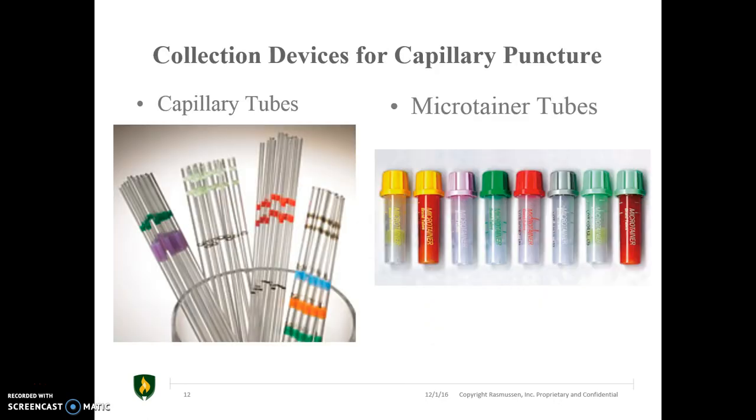There are 2 types of collection devices for capillary punctures. We can use capillary tubes or microtainer tubes. Capillary tubes are designed to pull the blood into the opening of the tube. They can be glass or plastic. Typically ones that have a blue rim are those that have no additive, and red means that they have heparin in them. The microtainer tubes are essentially just smaller versions of the evacuated tubes that we use for larger blood draws.